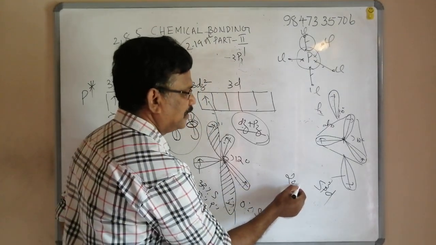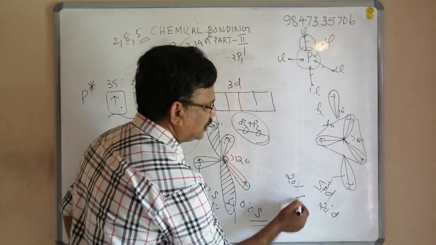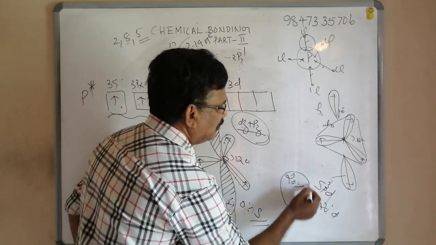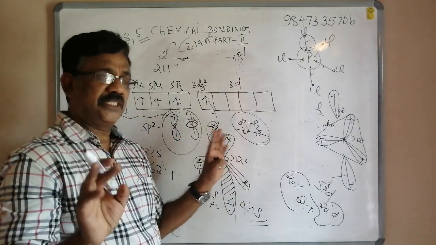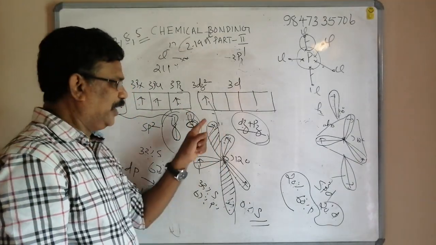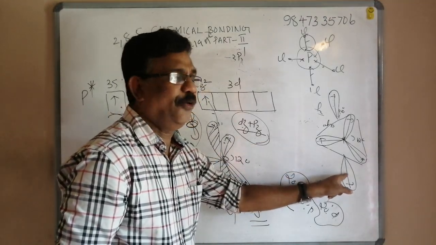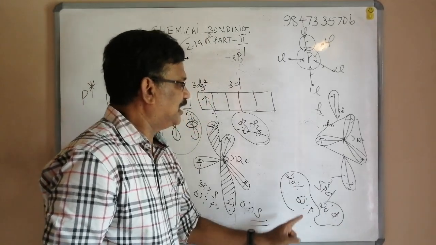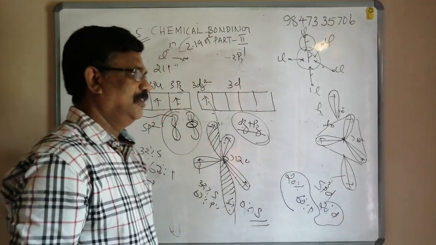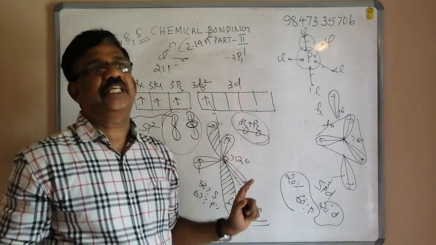20% s character, 20% d character, and 60% p. In that way, we discussed it. For that CBSE class, that is enough. But actually, in our discussion, this orbital is called sp³d orbital: 20% s, 20% d, 60% p. But actually, these two orbitals have only 0% s character.